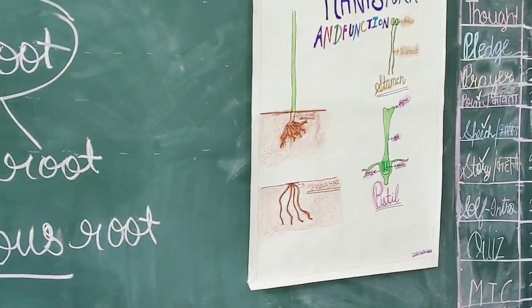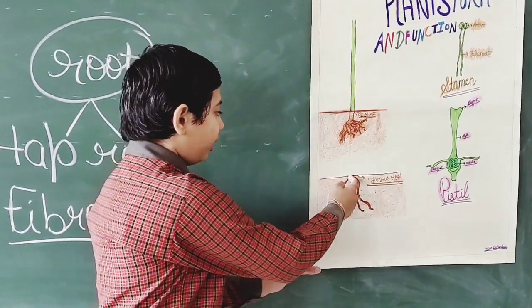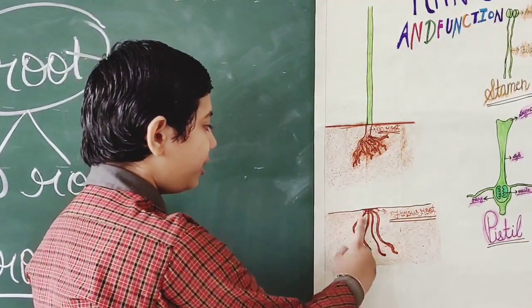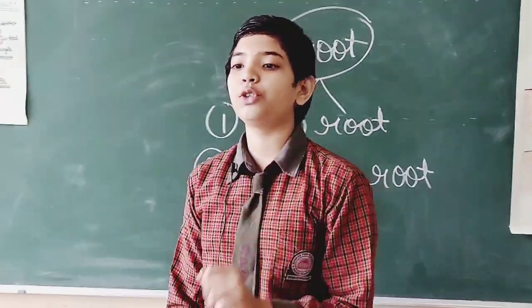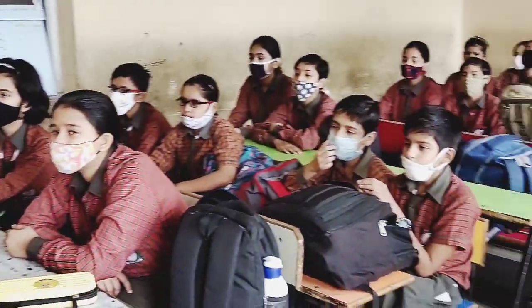Now I am going to teach you about fibrous root. What are fibrous roots? Watch this diagram. The plant doesn't have any main root. It has all separate roots. So these types of roots are called fibrous root.